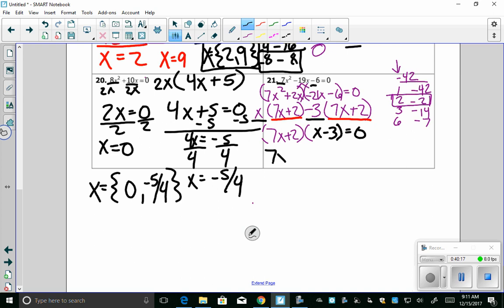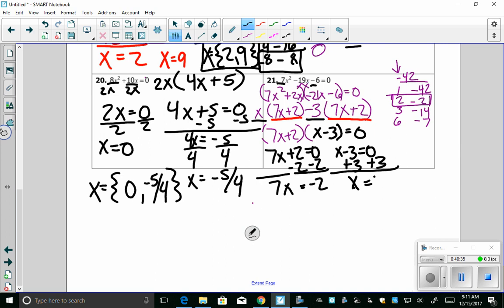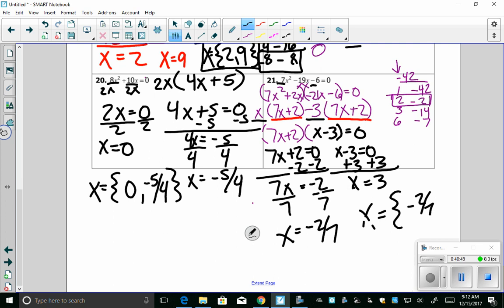Set them both equal to 0. 7x plus 2 equals 0. x minus 3 equals 0. Subtract 2. Add 3. So for this one, x is equal to 3. Divide by 7, and you get x equals negative 2 over 7. So that my final answer is x equals negative 2 over 7, comma 3.